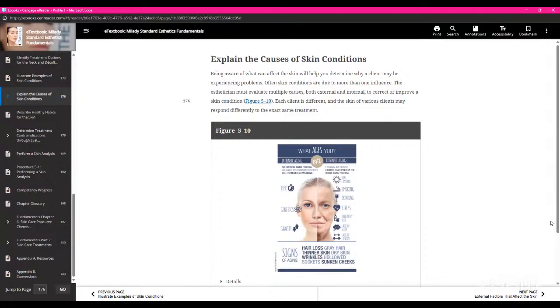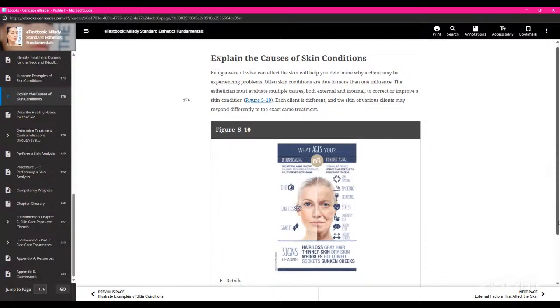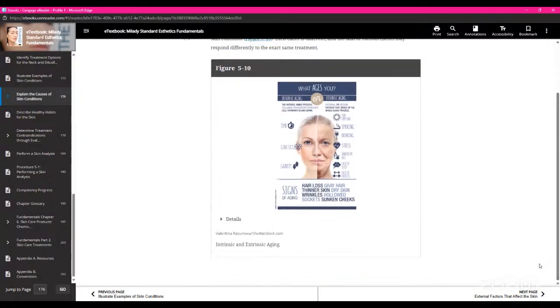And we look at the causes of skin conditions as a review, just being aware of different things that can affect the skin. Always having your eyes open, always training your eyes, using every moment as a lesson. Okay. And so, of course, we know internal is just aging. As we age, every 10 years, you can see aging starting to lock in.